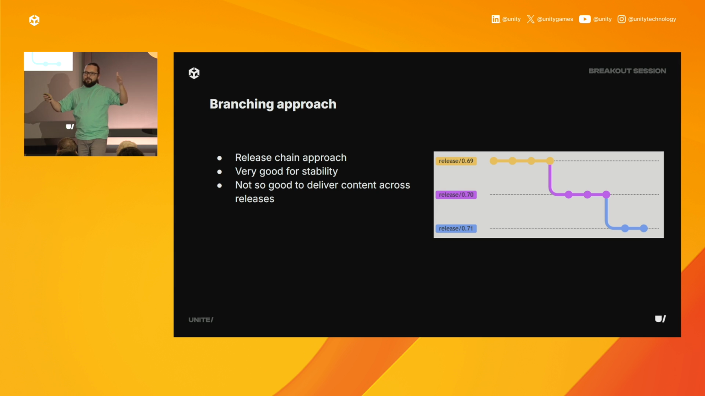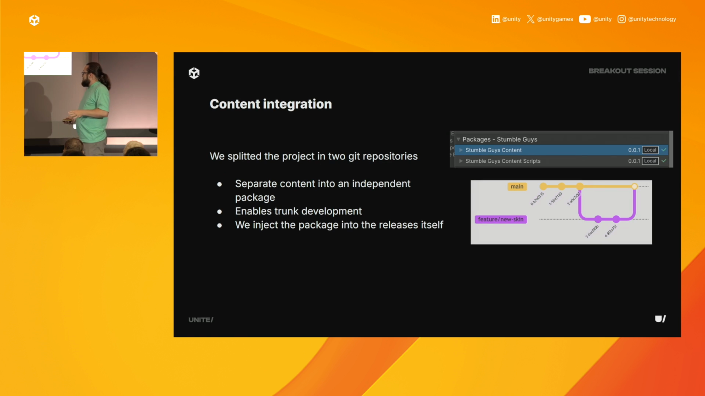So this is to avoid regression bugs, which is cool for stability, but it is the worst thing that you can think of for content, because if you have to update your content and you add a new skin in your older release, but it has to be different from a newer release, you will go into a merge hell that nobody will escape. So we thought, okay, if that's the idea, we just split the project. We have our Stumble Guys project and we have our content project. Now, our content is separated.